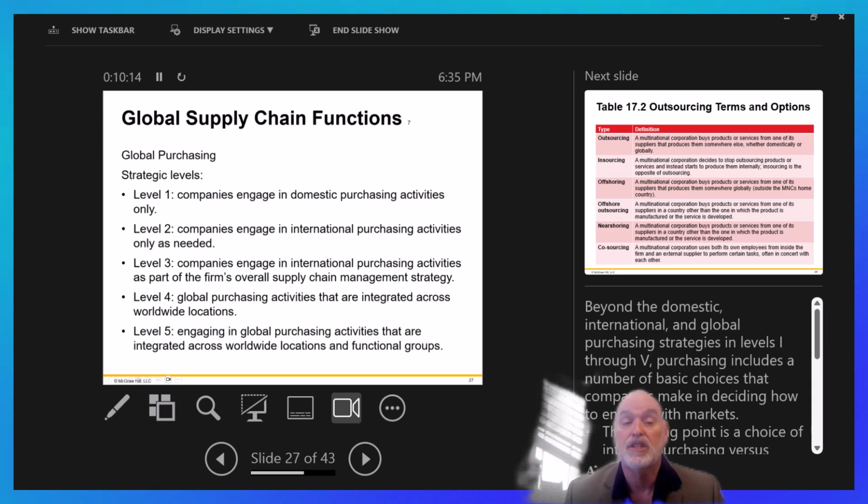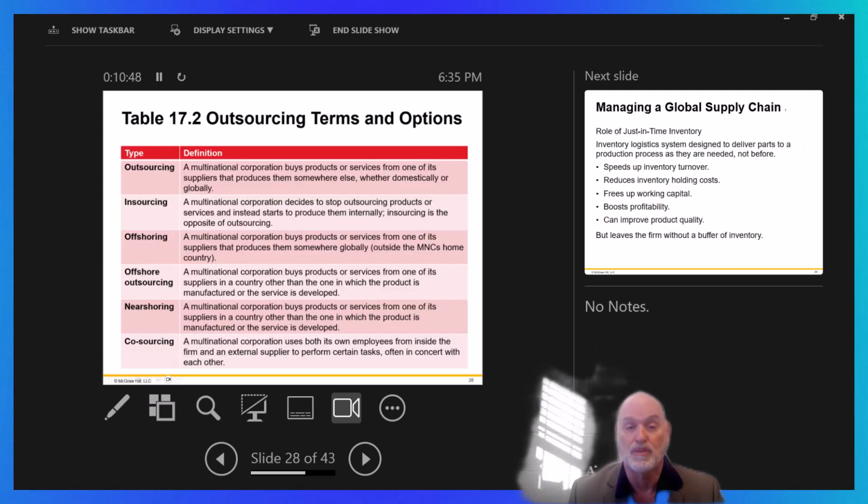Global purchasing, strategic levels. Here's level 1: companies engage in domestic purchasing activities only. Level 2: companies engage in international purchasing activities only as needed. Level 3: companies engage in international purchasing activities as part of the firm's overall supply chain management strategy. Level 4: global purchasing activities that are integrated across worldwide locations. Level 5: engaging in global purchasing activities that are integrated across worldwide locations and functional groups.